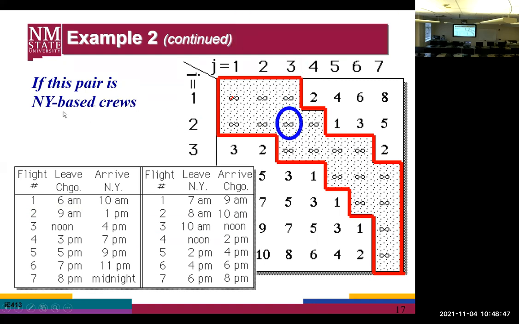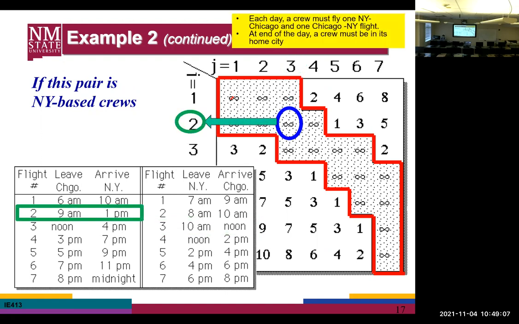Then what if it's based in New York City? In that case, he arrives in Chicago at noon through flight number 3, and then he's supposed to take flight number 2 the next day at 9 o'clock in the morning to come back to New York City, right? Again, this violates these 2 conditions. So obviously, this cannot be the New York-based crew either. That's why this is impossible to happen.